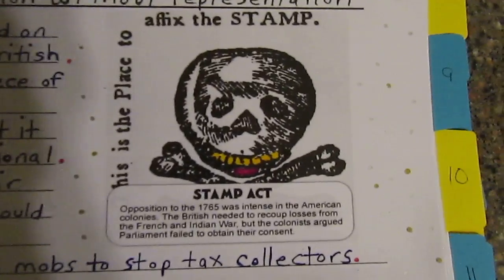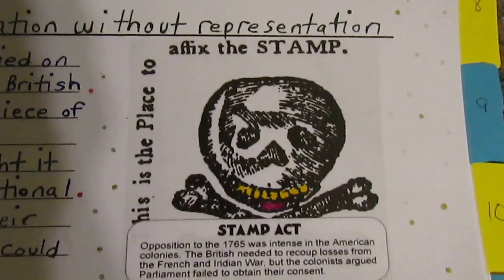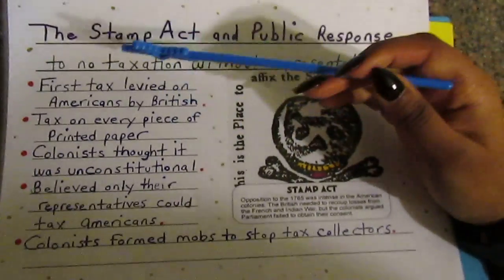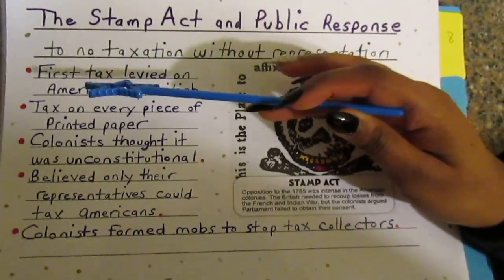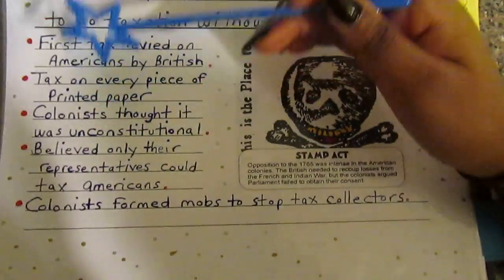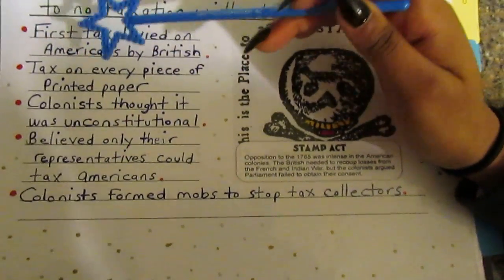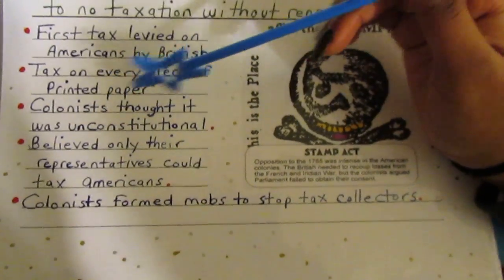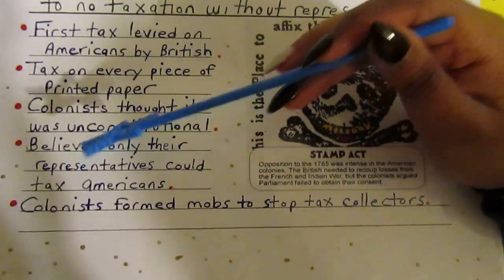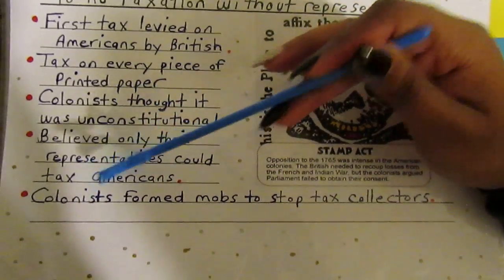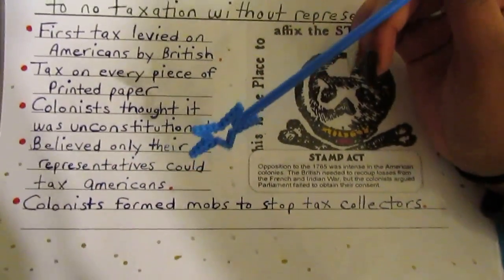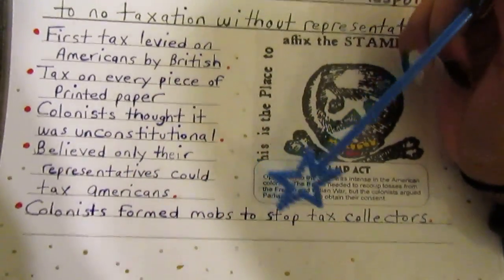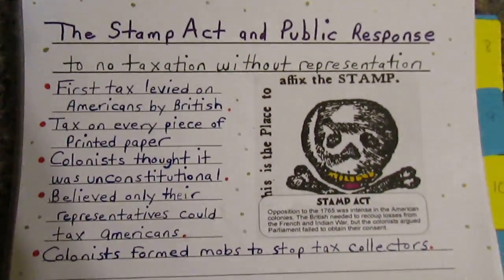The Stamp Act was the first time the colonies questioned England's authority. The first tax was levied on Americans by the British. It was a tax on every piece of printed paper. The colonists thought it was unconstitutional and believed only their representatives could tax Americans. Colonists formed mobs to stop the tax collectors.